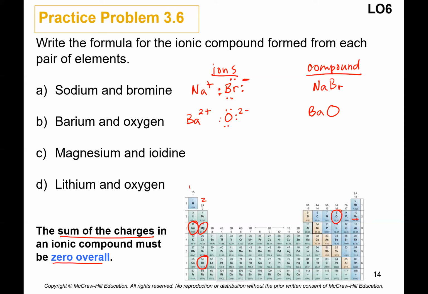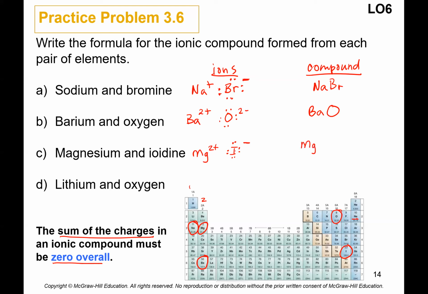Right, now we have magnesium and we have iodine. Magnesium has 2 valence electrons. It's going to want to give up those 2 valence electrons, so now it has a 2+ charge. Iodine has 7 valence electrons, so it's going to want to pick up an extra electron to make 8, and so that gives it a negative charge. So that means that magnesium has a 2+ charge.